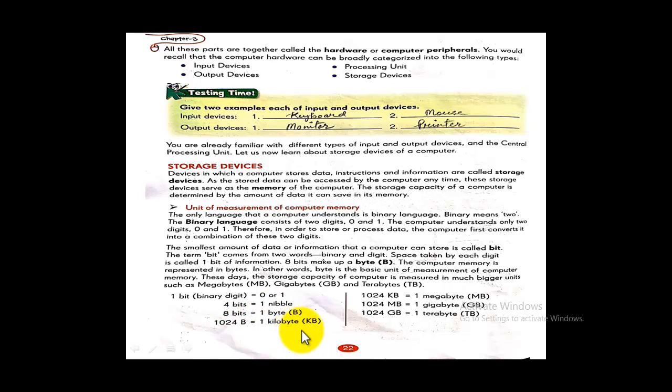1024 is one thousand twenty four. 0 and 1 together make a bit. 4 bits is equal to 1 nibble. 8 bits is equal to 1 byte. 8 bit is equal to 1 byte. 1024 bytes equal to 1 kilobyte.